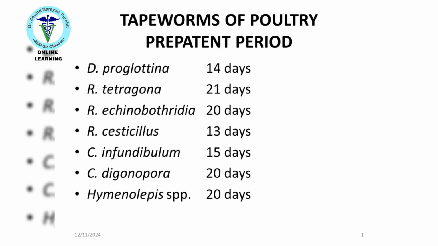The prepatent period for various poultry tapeworms varies. D. proglottina takes 14 days, R. tetragona 21 days, R. echinobothrida 20 days, R. cesticillus 13 days, C. infundibulum 15 days, C. digonopora 20 days, and Hymenolepis spp. 20 days.